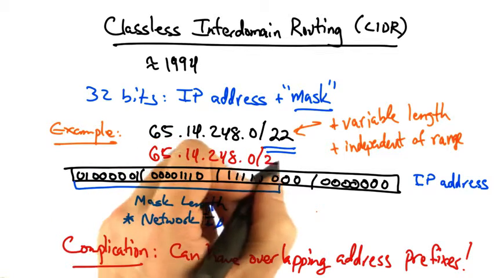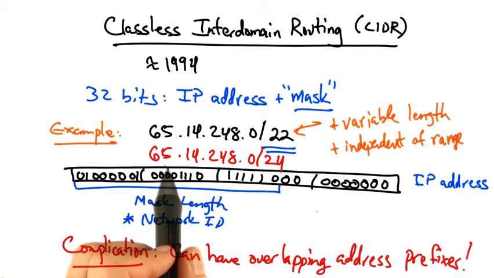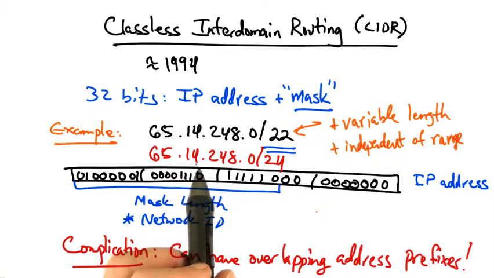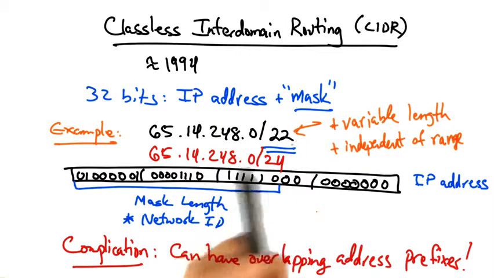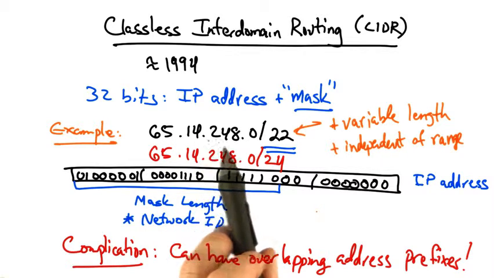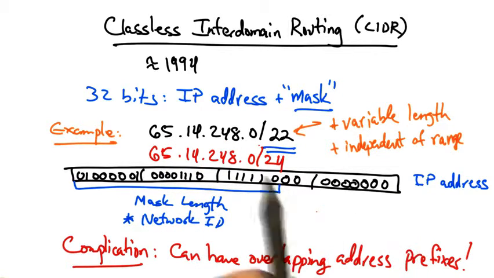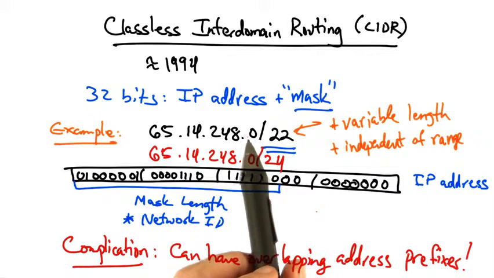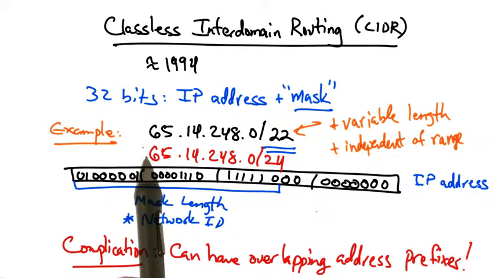Of course, now the complication is that it's possible to have overlapping address prefixes. For example, 65.14.248.0/24 overlaps with 65.14.248.0/22. The red prefix is actually a subset of the black one. So supposing these two entries both show up in an internet routing table, what are we supposed to do?